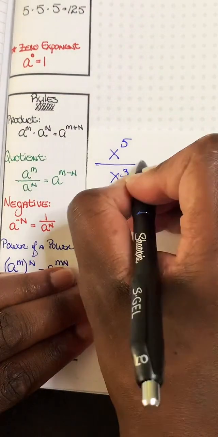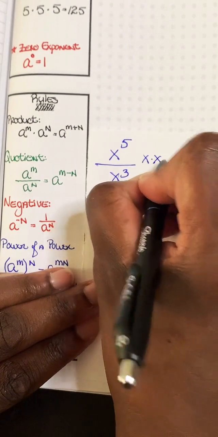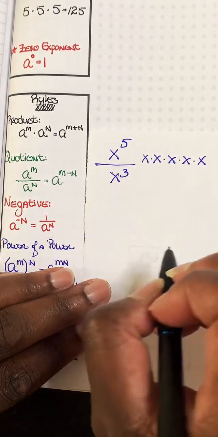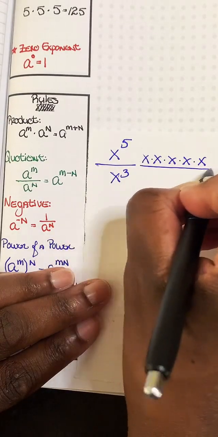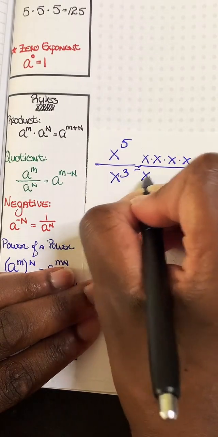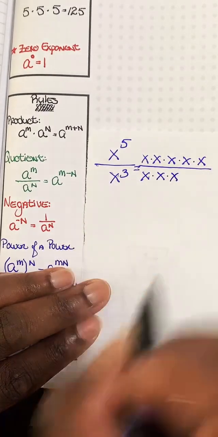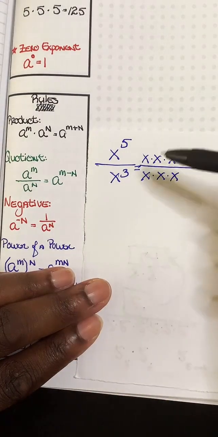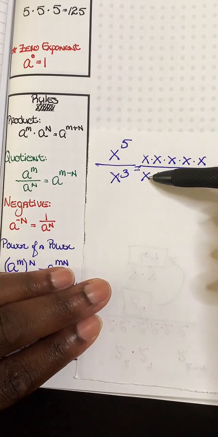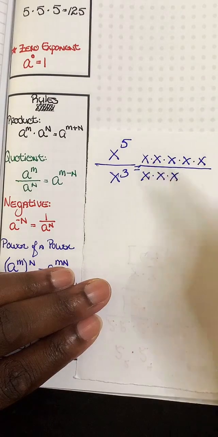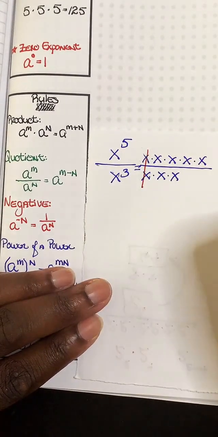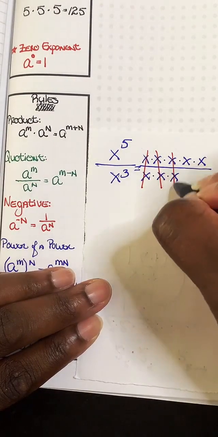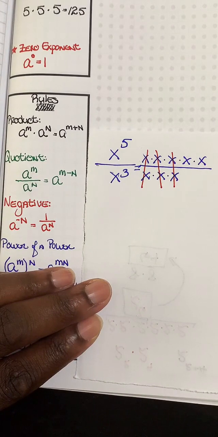This is saying that I have 1, 2, 3, 4, 5 x's in the numerator. Then in the denominator, I have 1, 2, 3 x's in the denominator. So what I can do, anything divided by itself is always equal to 1. So that means these x's can cancel out, these x's can cancel out and leave me 1, and these x's can cancel out and leave me 1.